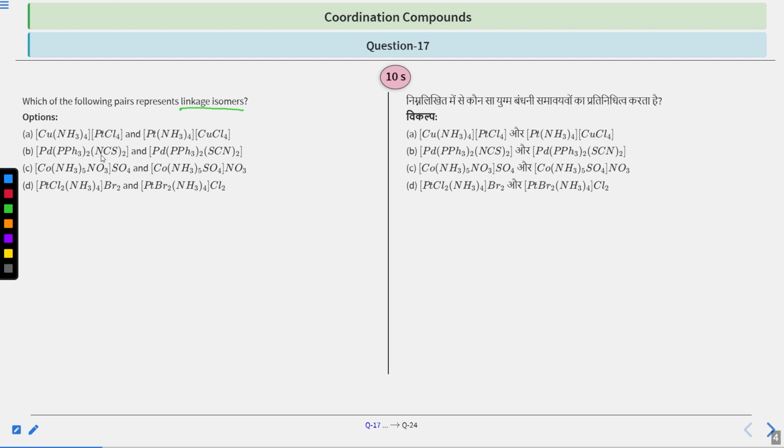Or [Pd(PPh3)2(NCS)2] and [Pd(PPh3)2(SCN)2], or [Co(NH3)5(NO3)]SO4 and [Co(NH3)5(SO4)]NO3, or [Pt(Cl2)(NH3)2Br2] and [Pt(Br2)(NH3)2Cl2]. So you have to tell which pair represents linkage isomers. You have 10 seconds to solve this question. After that, we will see the answer.